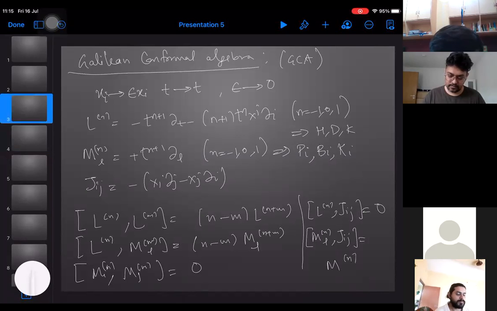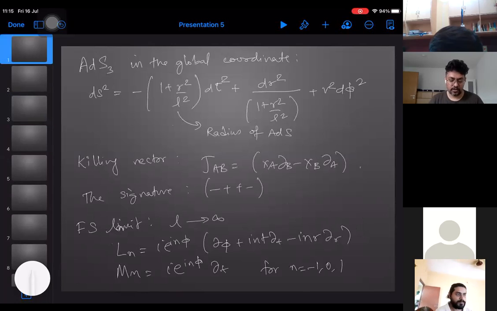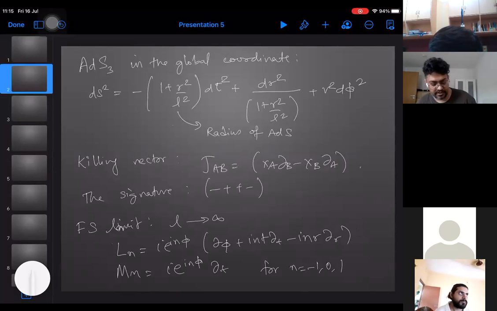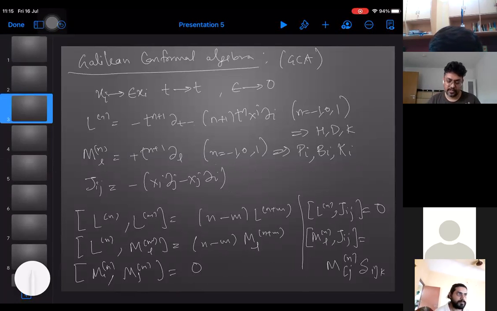So I was writing the generators basically. So here are the generators. We discussed all of these yesterday. First we discussed the BMS3 and BMS4 algebras, and finally we also discussed something known as the GCA, the Galilean conformal algebra, which you get from the conformal algebra.